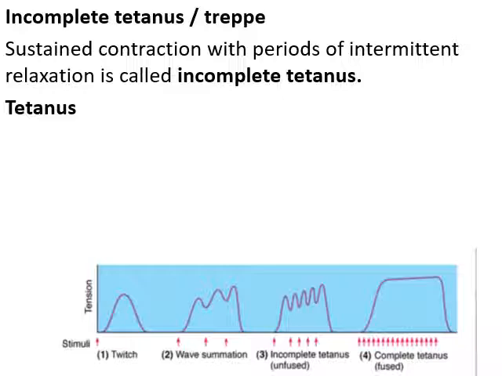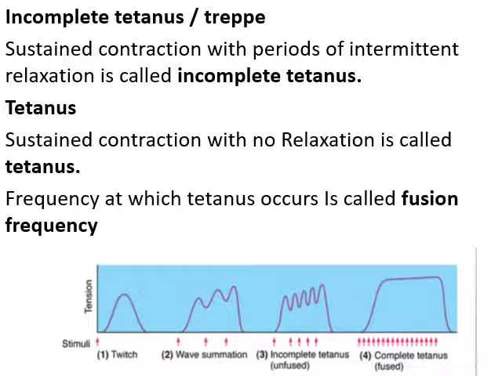Now, when you give continuous stimulation, the contractile phase fuses. The contractile component fuses, and there is a sustained contraction without any period of intermittent relaxation. Now the frequency of stimuli at which the contractile phase fuses is called fusion frequency. So to repeat, sustained contraction with no relaxation is called tetanus, and the frequency at which tetanus occurs, or the contractile component fuses, is called fusion frequency. So that is about the summation component.